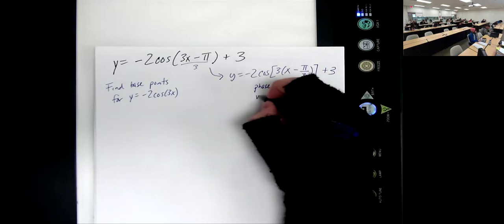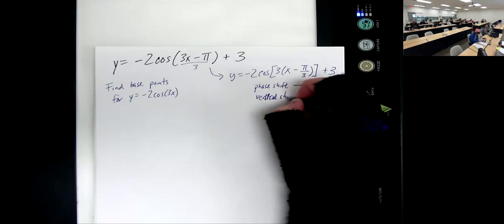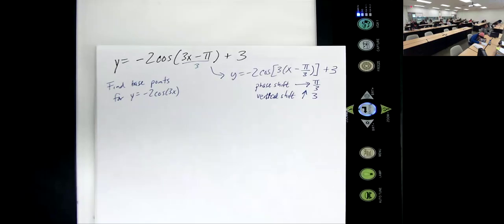And we have a vertical shift, is it up or down? It's up. This is a real pain. Pi over 3 is gonna make it so your units aren't very friendly. Well, they might be, you factored out the 3.